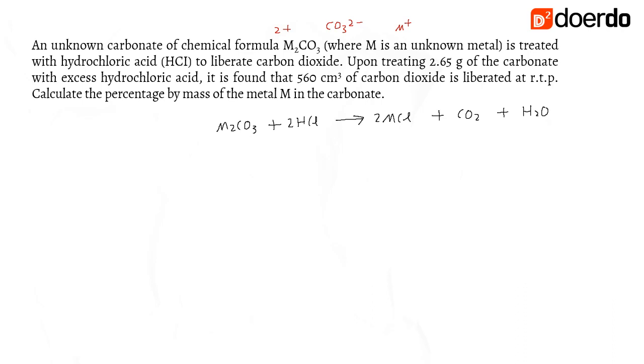So here we will need to find the amount of carbon dioxide at room temperature and pressure. So the amount of CO2 is equivalent to 560 divided by 1000, because you need to convert it to dm cubed before you divide it by 24 dm cubed per mole to obtain number of moles as 0.023333 moles to 5SF.